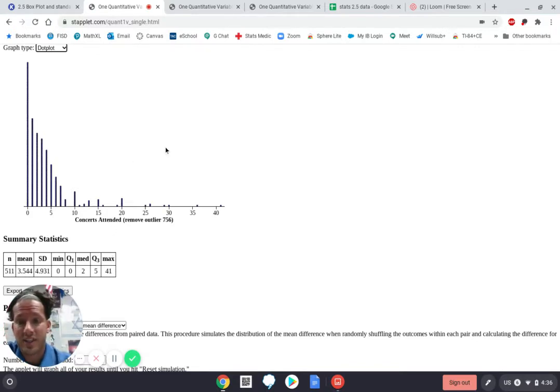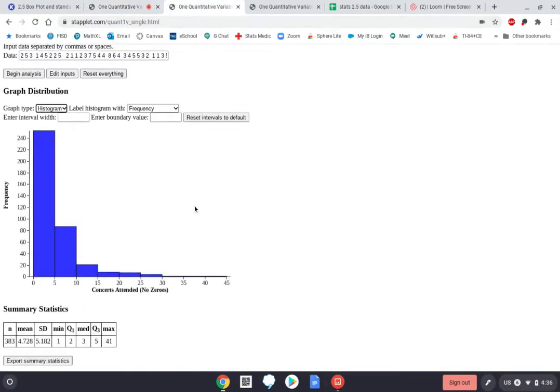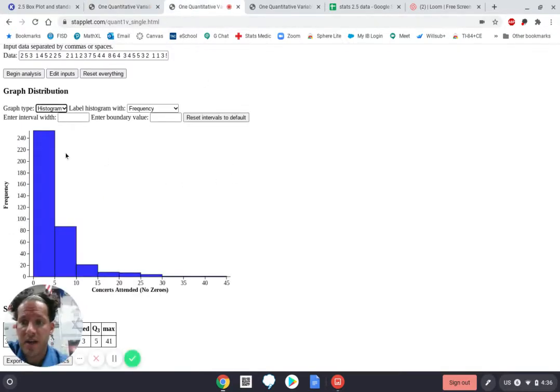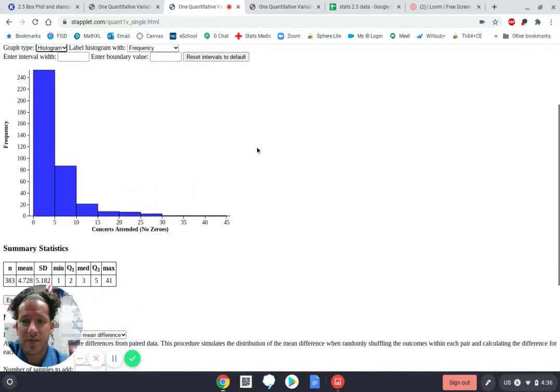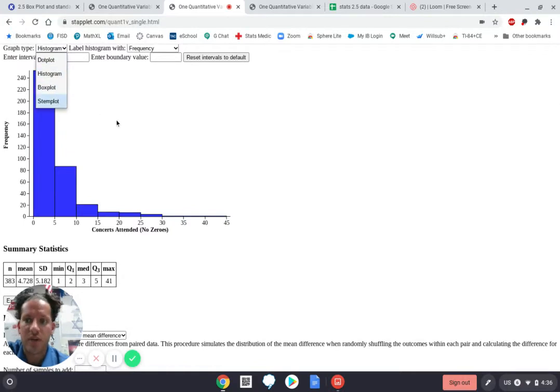The notes did say to throw out all the zeros, and that made our numbers a little bit better. I have them all here without any of the zeros, and I changed the graph to a histogram. You can change the graph here: dot plot, histogram, box plot, that's what we're going to look at. Stem plot you've also seen so far.